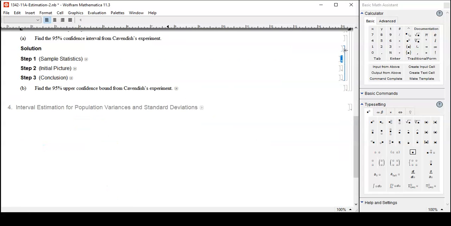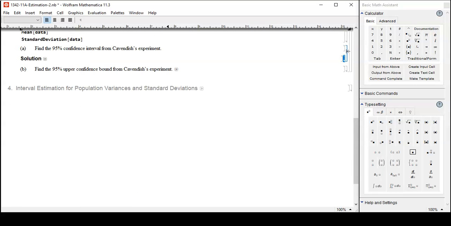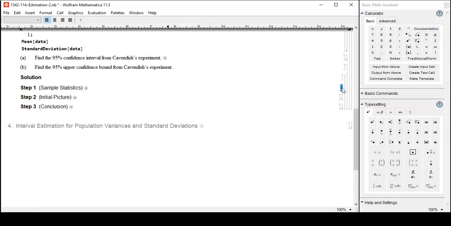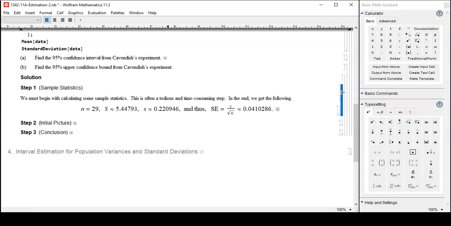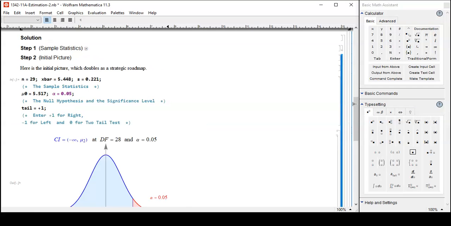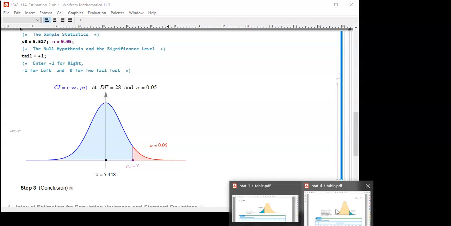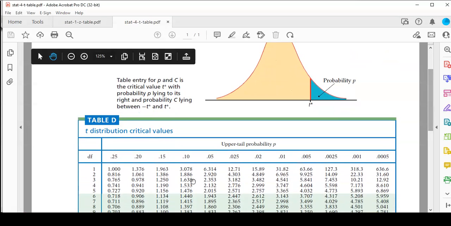Now, do we have enough time for confidence bound? Let's try. Confidence bound look like this, sample statistic is the same. Initial picture looks like this. We want upper confidence bound, right? 95% upper confidence bound. 95% here, 5% to the right. So this time in the t-table, I have to look up 5% in the right-hand side.